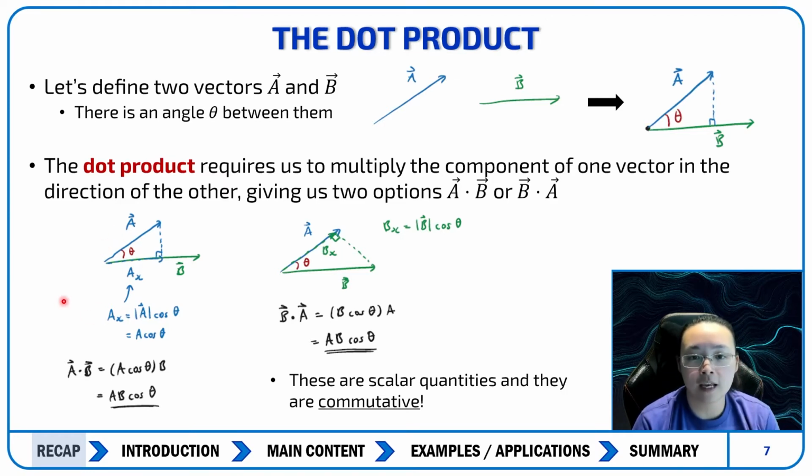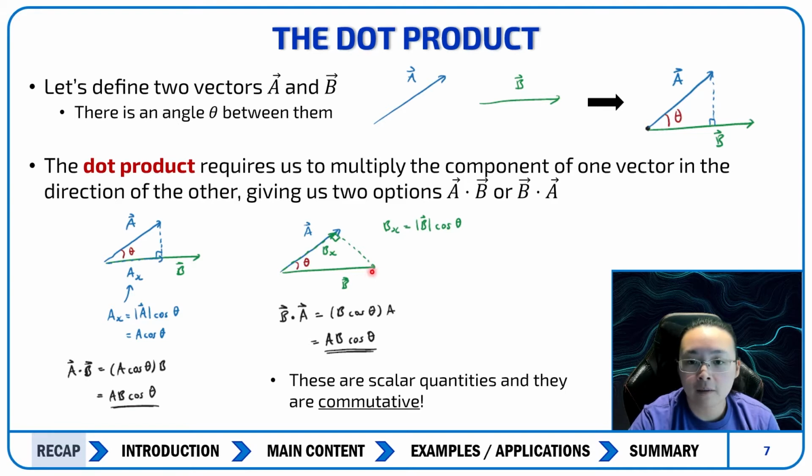Using trig functions, we know that the cosine of theta is equal to adjacent over hypotenuse. So that means ax is equal to a cos theta. So that means to multiply these two together, ax times b, we have a cos theta times b, and we get ab cos theta. Now we try the other way.